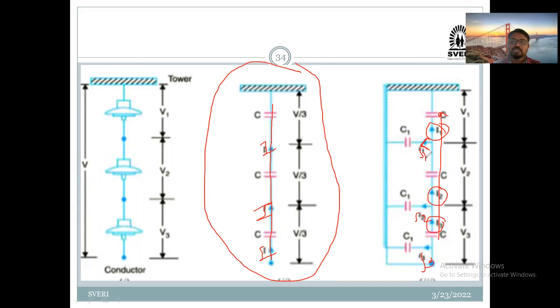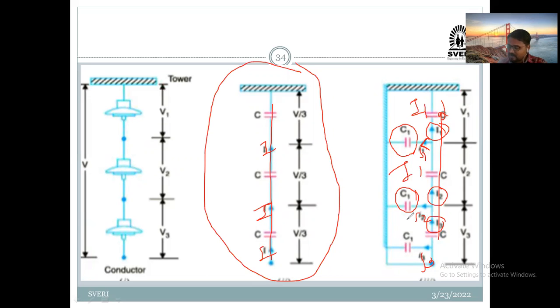Okay, manje ithe notation saglyanni samjun gya, understand the notation. The current flowing through the self capacitance is denoted by capital letters, and the current flowing through the shunt capacitance is denoted by small letters. And if you create confusion between these letters, means if you put this small i1 here and this capital I1 here, then it becomes difficult to solve the derivations related to string efficiency. So whatever standard notation we have mentioned here, the same standard notation we have to use whenever we derive the equation for string efficiency.